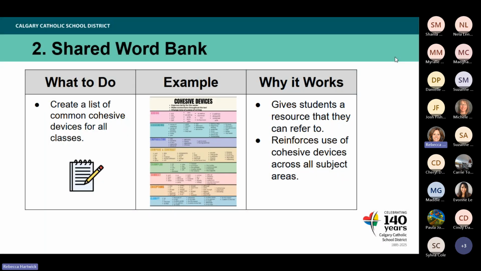Our second strategy is the shared word bank. Create a list of common cohesive devices for all classes. So again, I've put the example here of the one that we have created. And these cohesive devices would be appropriate for all classes, all subject areas, all grade levels, so they could be used throughout.